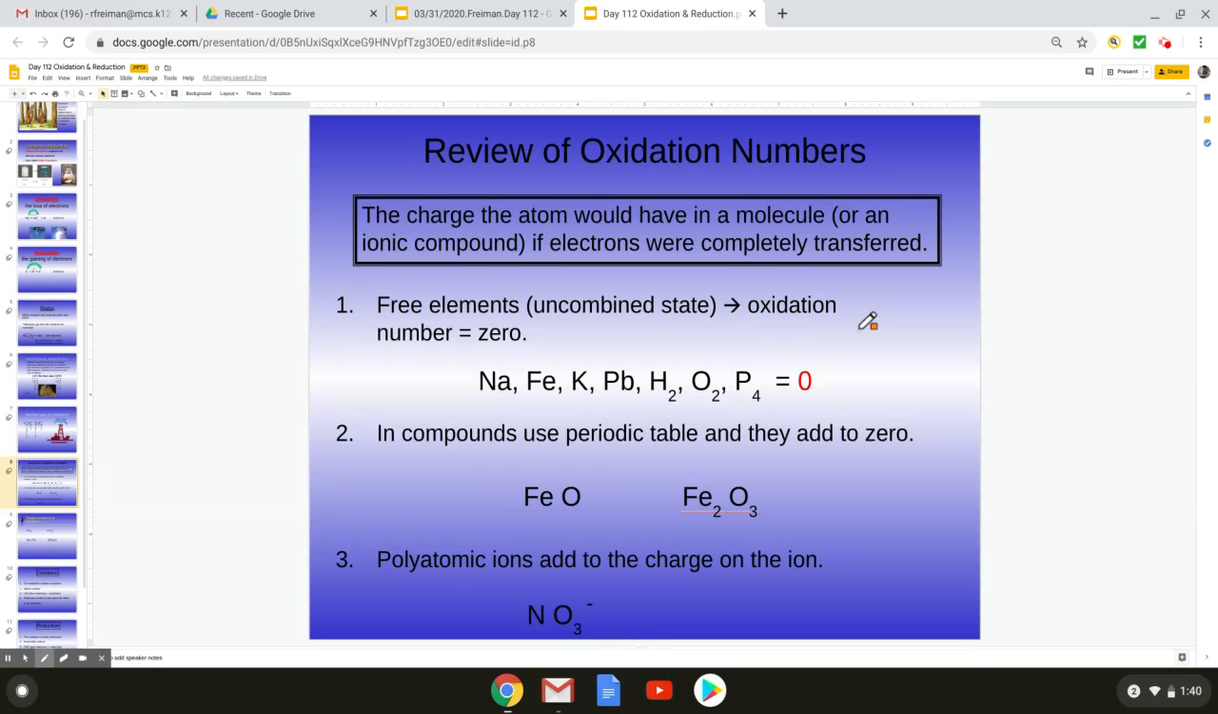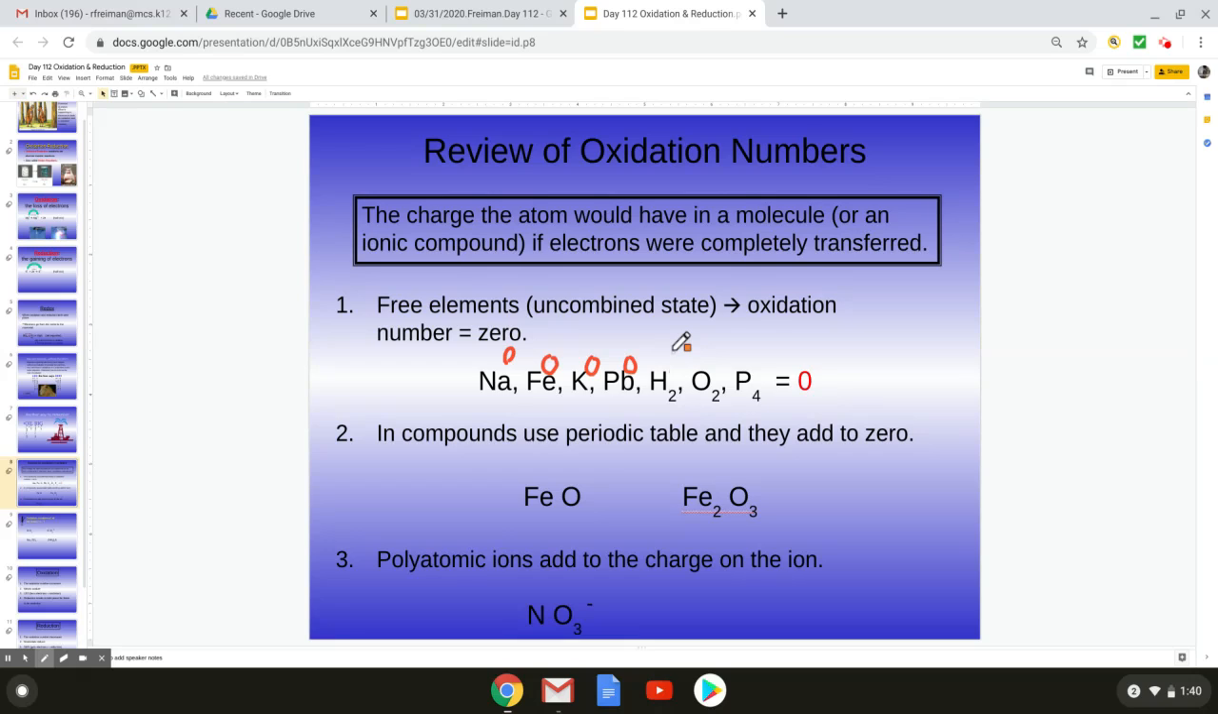So a few different rules with oxidation numbers, and everything to be successful with oxidation reduction reactions is we must know our oxidation numbers or we'll get it all wrong. Any free element in a reaction, so if you have sodium sitting all by itself, it has an oxidation number of 0. Iron in a reaction, iron plus something, oxidation state of 0. Potassium, oxidation state of 0. Lead, oxidation state of 0. Anything by itself has no charge. This is a free element.